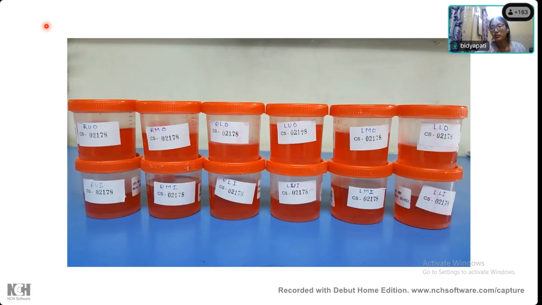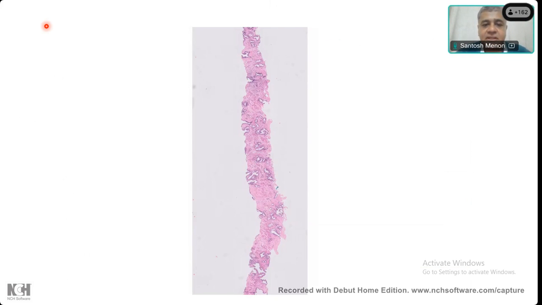Yes. So this is how the 12 cores will come in 12 different bottles, and they are labeled like this: right upper outer quadrant, right middle outer quadrant, right lower outer, similarly right middle inner. So this is how they are labeled and sent. Now this is a core biopsy in its entirety. Everybody can see this? Nehal, Srinivas? Yes. So what do you look for in a prostate core biopsy at low power? What are you trying to find out if you are looking for a cancer?